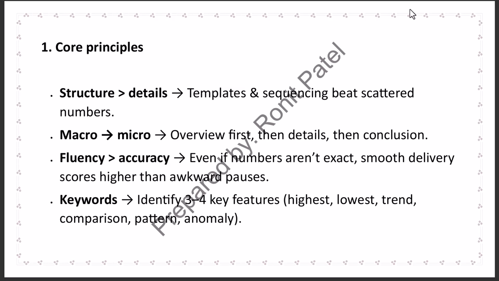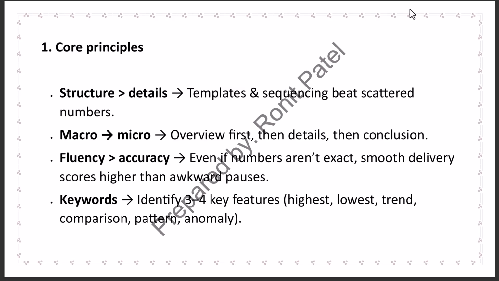Principle 2. Macro to micro and conclusion. Your brain must follow three natural steps: giving an overall overview, mentioning important details, and ending with a clear conclusion. This mirrors how humans understand visuals. Principle 3. Fluency is more important than accuracy. Even if numbers are slightly wrong, smooth speaking still scores higher than pauses and hesitation. This is extremely important.